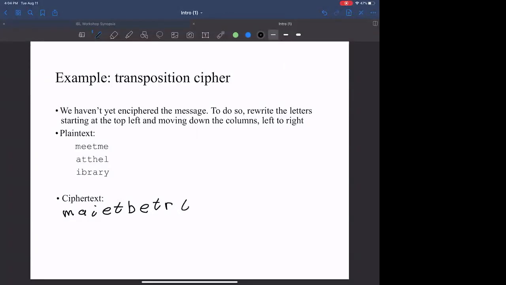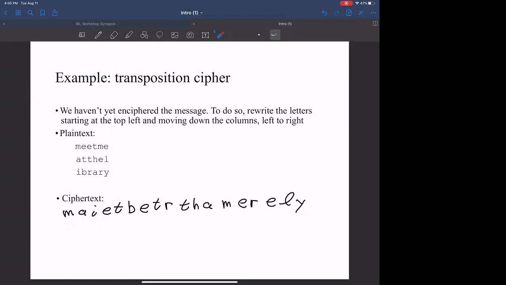So next would be T-H-A, M-E-R, E-L-Y. And this right here would be the ciphertext that we would send to our friend. All right, send via email or whatever. Okay, so this is how we encrypt our text.